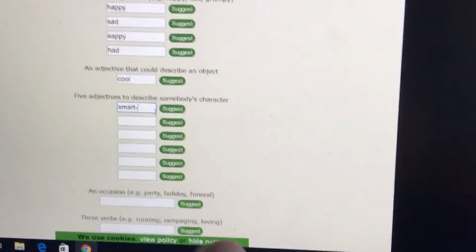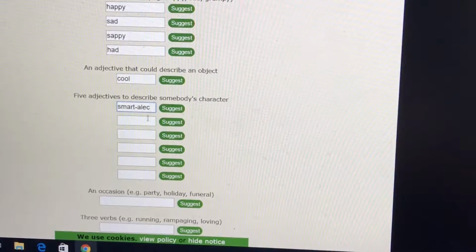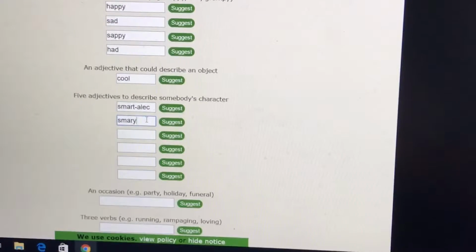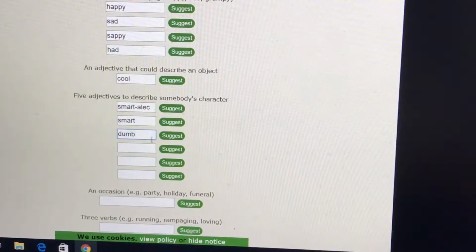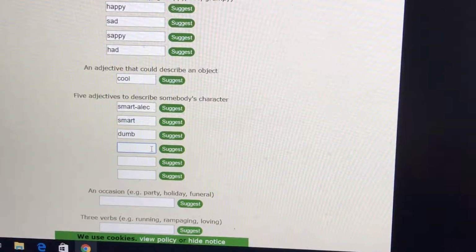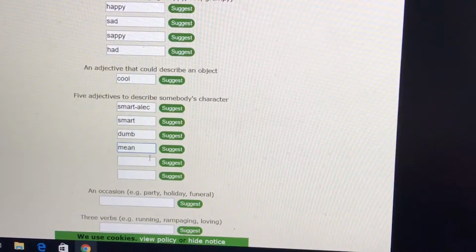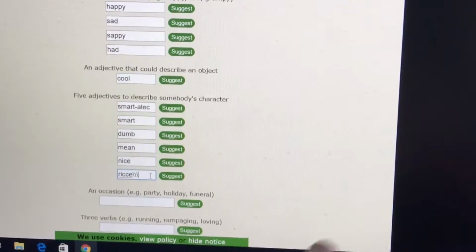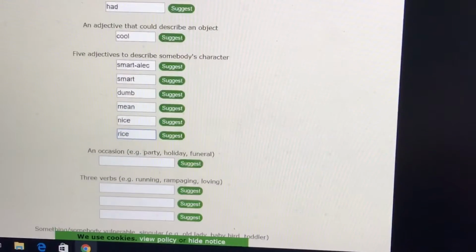Smart Alec. Smart. Dumb. Undumb, I'm just kidding. Mean. Nice. And rice. When in doubt, just combine some words. An occasion. Example: party, holiday, funeral, bathroom.